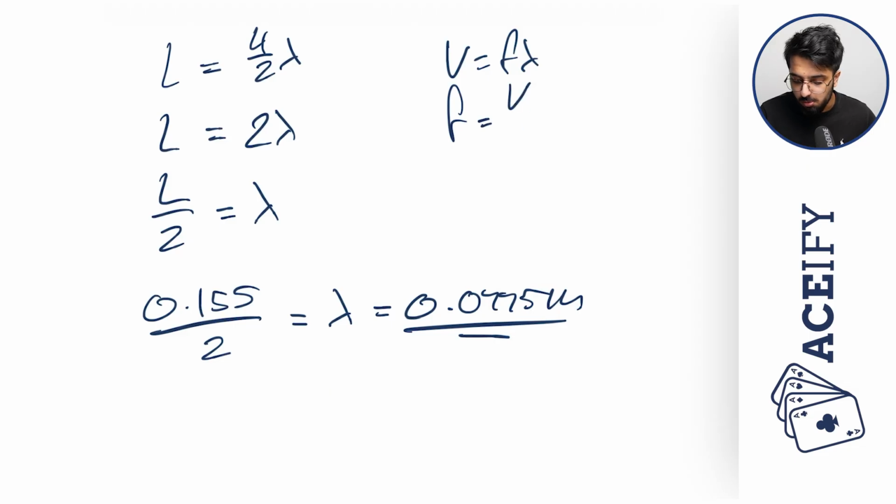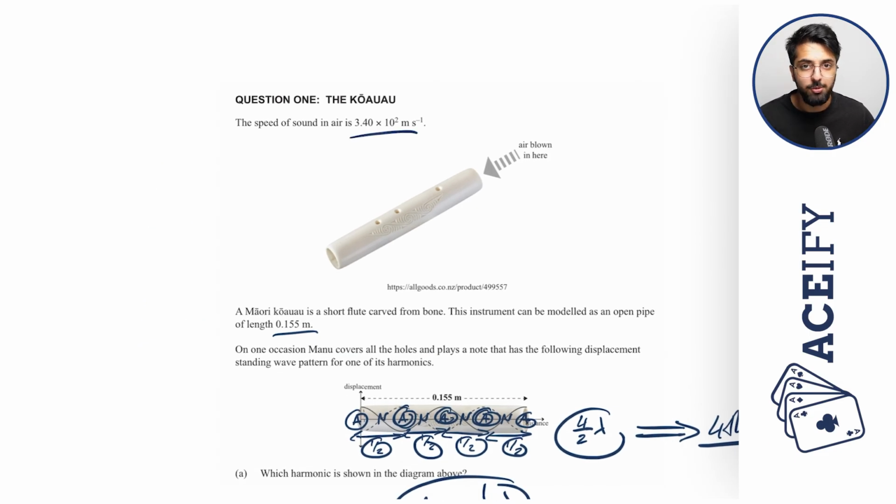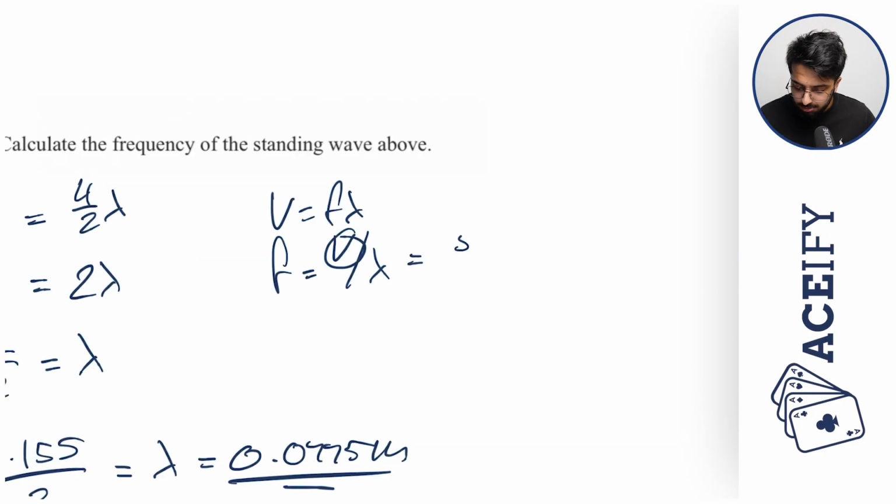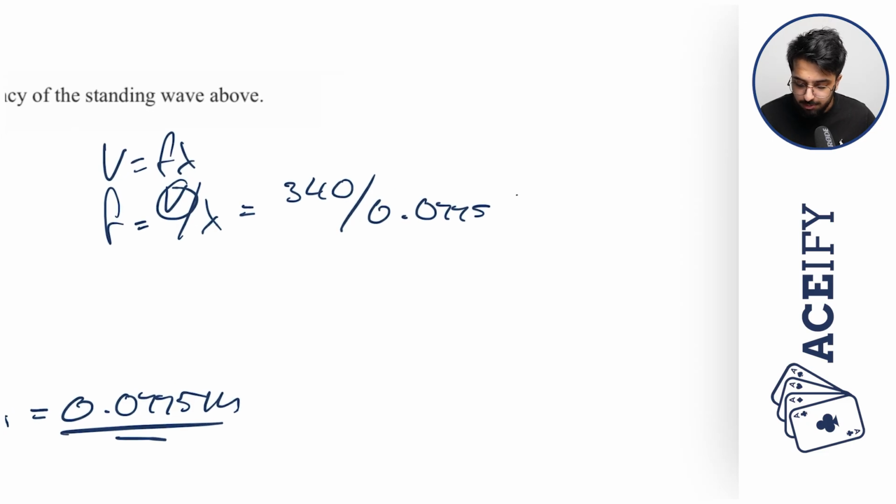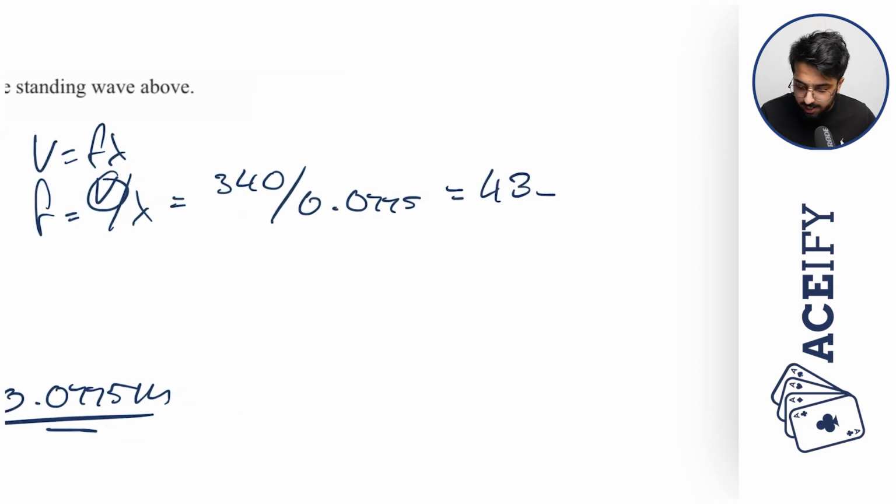Alright, we obviously know that v is equal to f lambda, and therefore our frequency is equal to the velocity of the wave all over our wavelength. The velocity of the wave is given right here as 340 meters per second, and so therefore 340 all over 0.0775. This gives a frequency of 4,387.1 hertz. There we go.